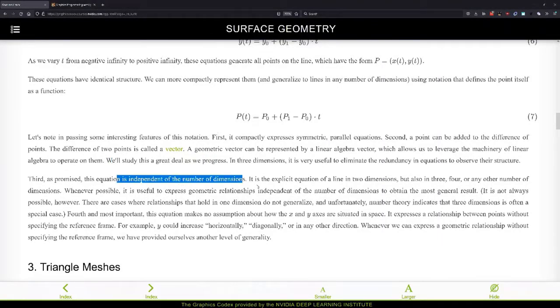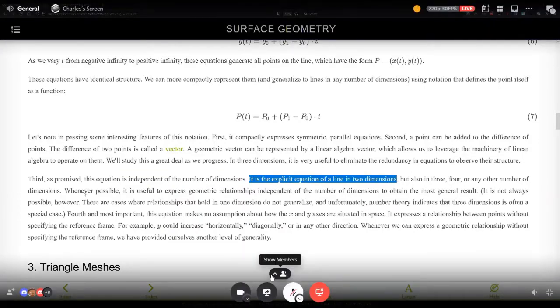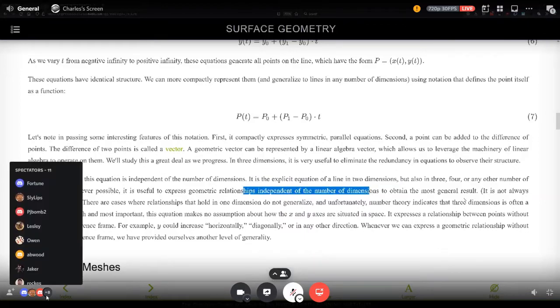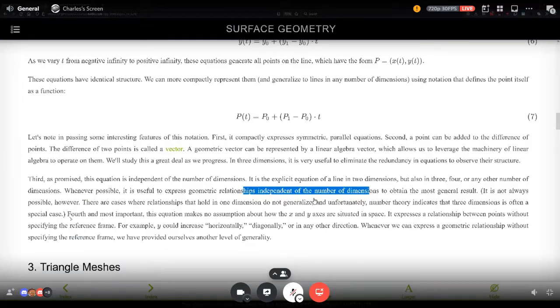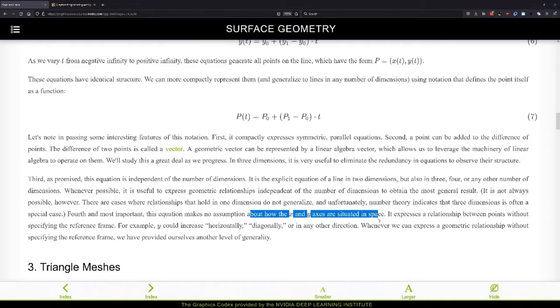This equation is independent of the number of dimensions, because it doesn't say x, y, it says p, which is just a point in space. Interestingly, this equation also doesn't assume where the x and y axes are situated in space. It's space independent, meaning your x and y axes could be inverted or flipped with each other. They could be skewed. It doesn't have to be perfectly up and down and perfectly left and right.